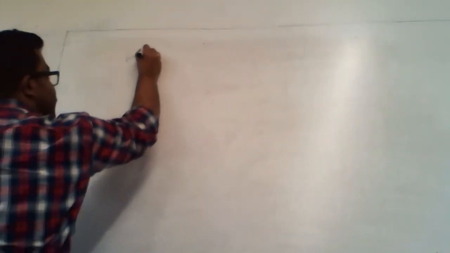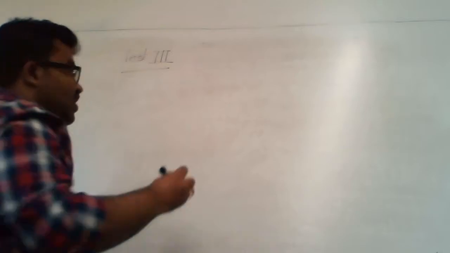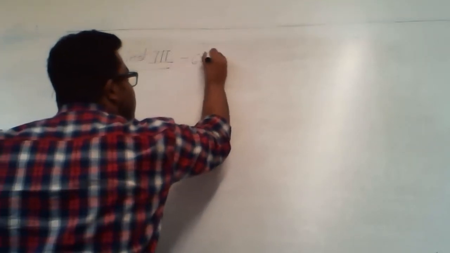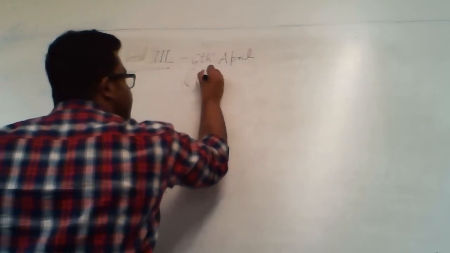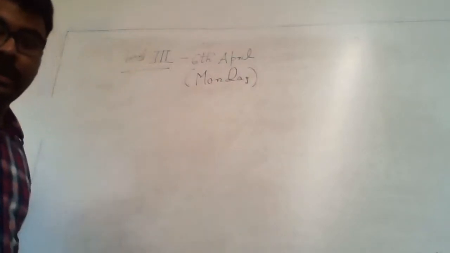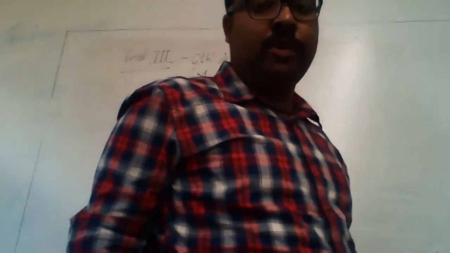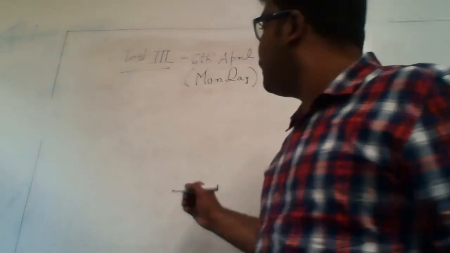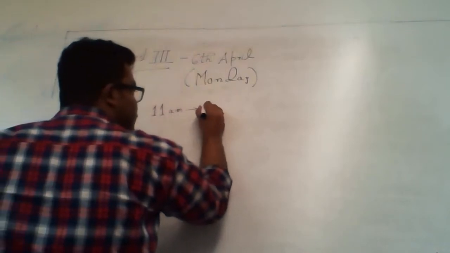So let me first of all write down the date for test 3 again. Test 3 is on 6th April, which is Monday. Right, so how am I going to conduct test 3? I am going to send you the question paper at 11 a.m. So at 11 a.m. I am going to send you the question paper.